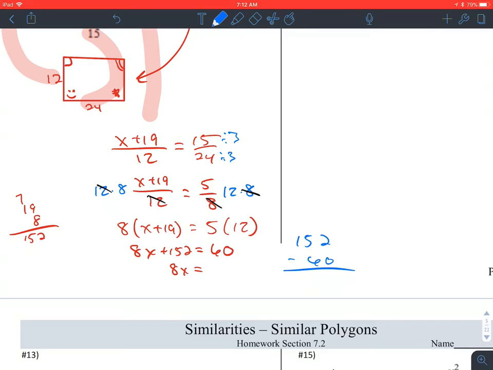152 minus 60 is going to be 92. This should be 92. To confirm, 92 plus 60 is 152. Yay!